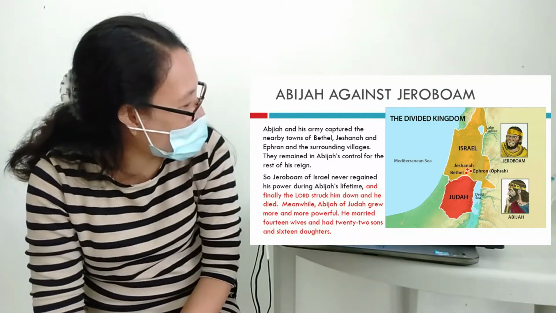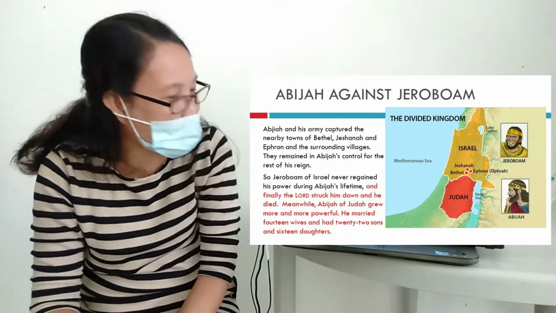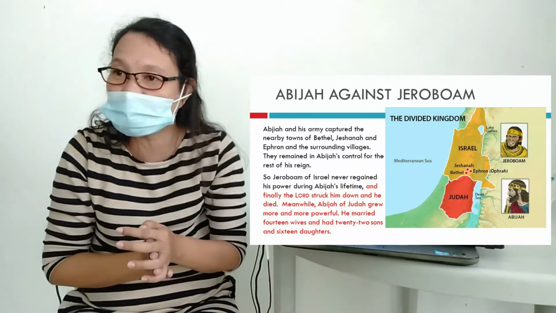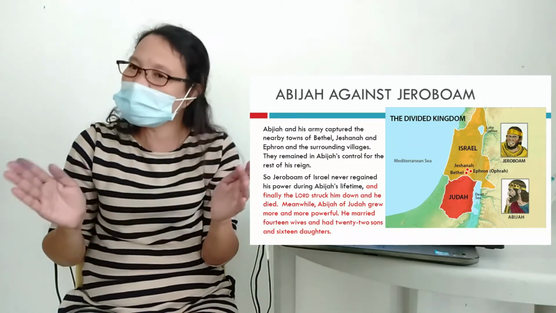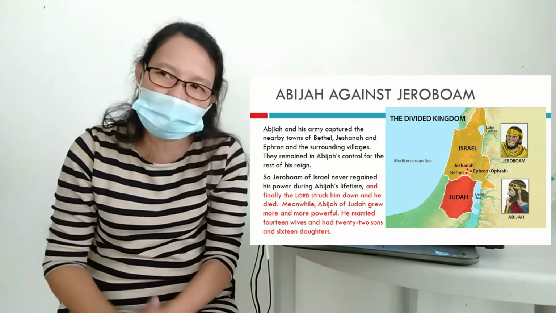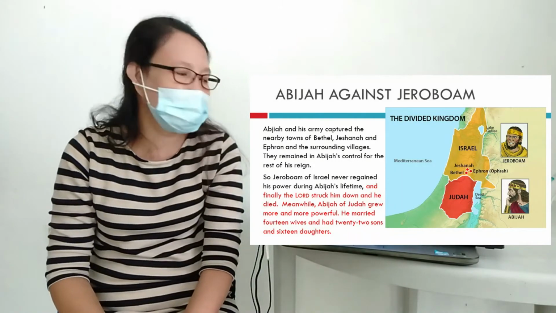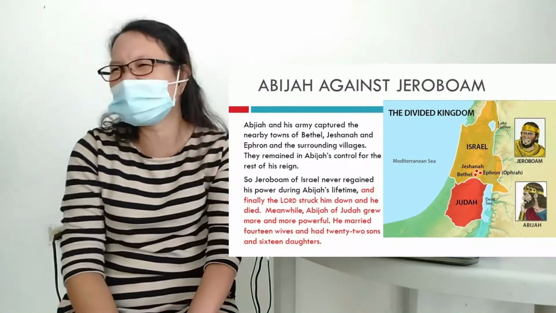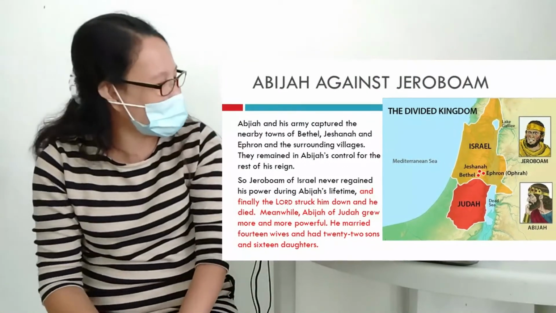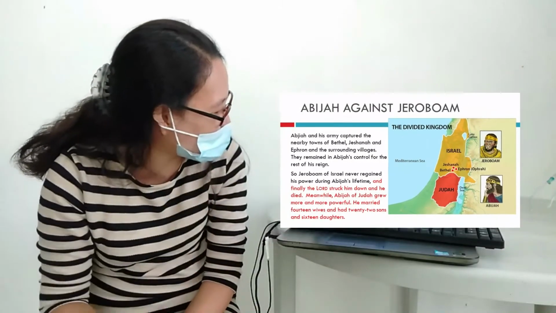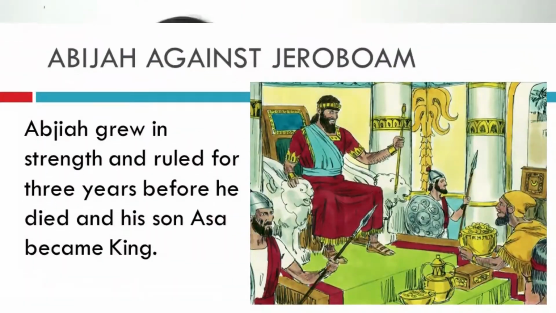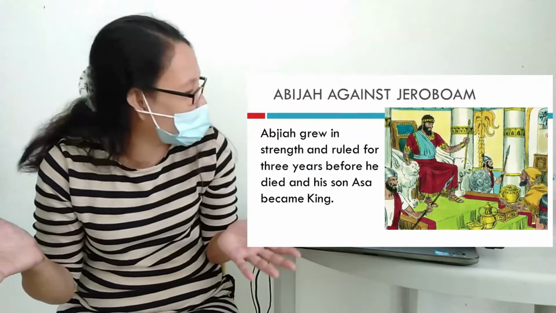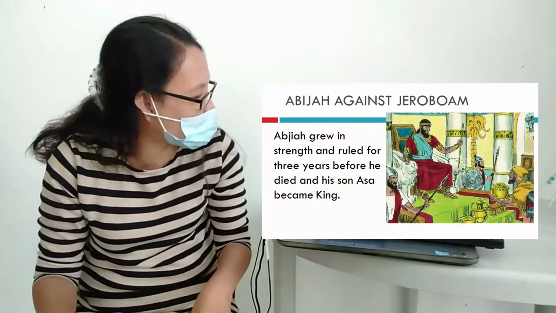Oh. And meanwhile, Abijah of Judah grew more and more powerful. Amen, Sam? Sam, kinsa nakadaog, si Abijah o si Jeroboam? Abijah, very good. Si Abijah, and look, he married 15 wives. Ay, ang daming wives naman. He married 15 wives and had 22 sons and 16 daughters. And Abijah grew in strength. Grabe ka powerful si Abijah. And ruled for 3 years before he died.